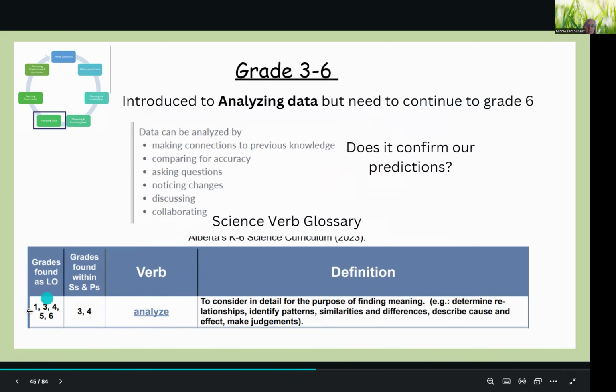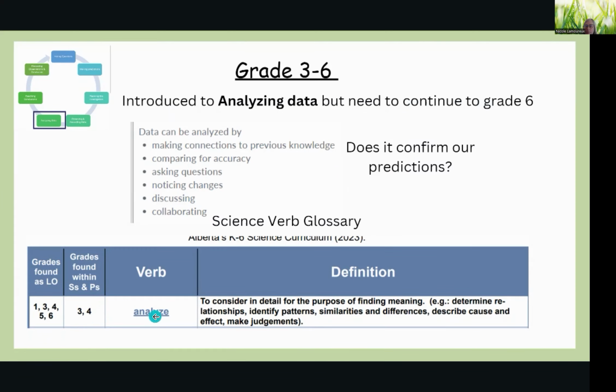So this is the learning outcomes in all of them. And the skills and procedures in grade 3 and 4 have analyze. So analysis is to break down into parts to see how it works. So, it says making connections to previous knowledge. Well, predictions are based on your prior knowledge. So does it confirm our prediction? And we're going to notice different changes and comparing for asking questions and discussion.